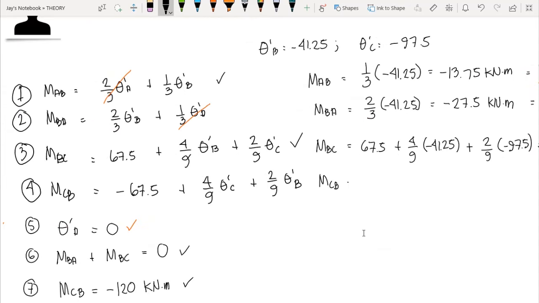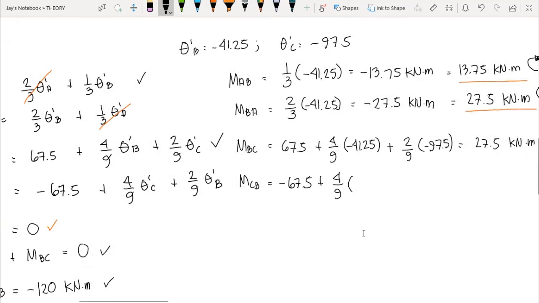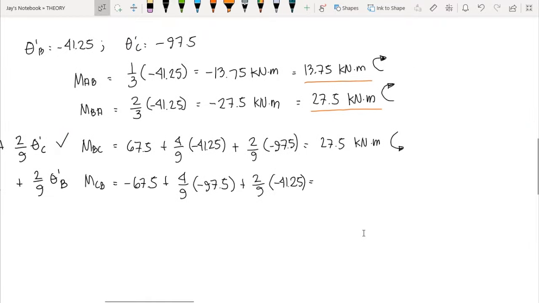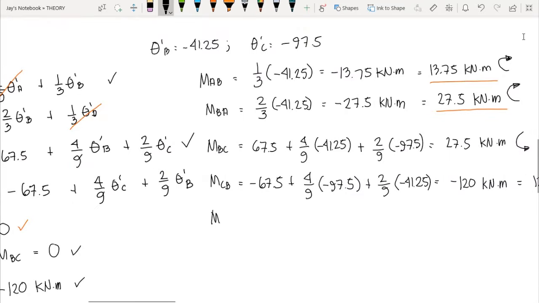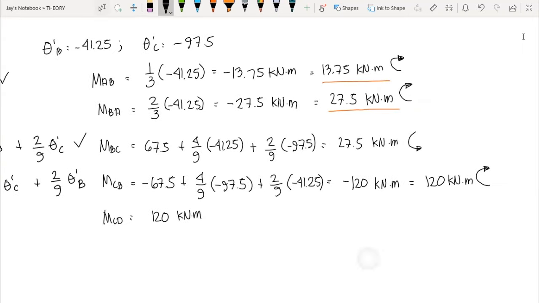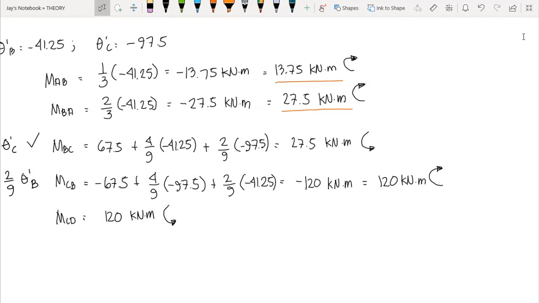For MCB, we have negative 67.5 plus 4 over 9 theta prime C, which is negative 97.5, plus 2 over 9 theta prime B, which is negative 41.25, and this gives us negative 120 kilonewton meter, or 120 kilonewton meter, and the rotation, since it is negative, is clockwise. And of course we have MCD, which as we know is 120 kilonewton meters, rotating positively, so we have counterclockwise rotation. So these are now the end member moments of our beam.